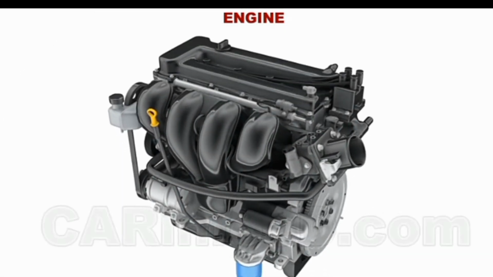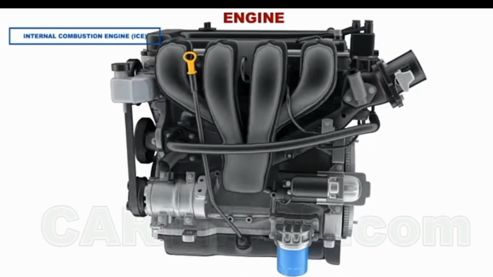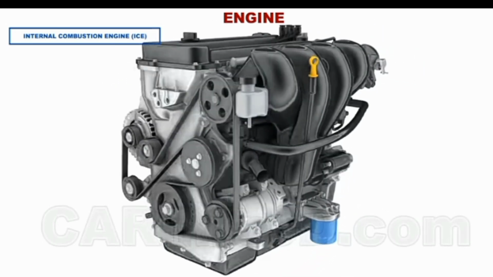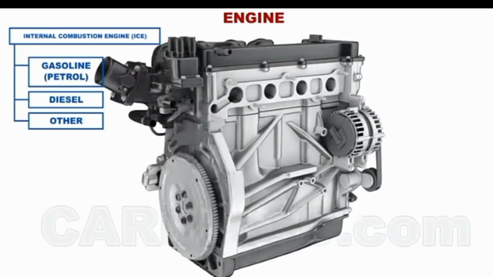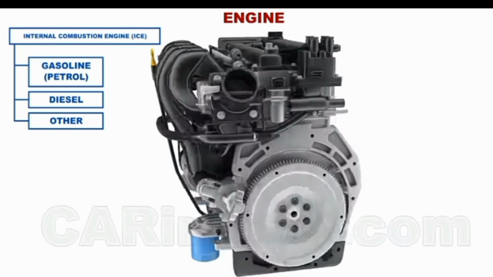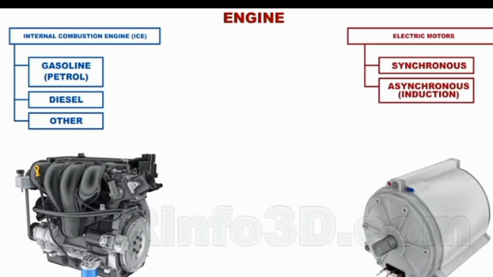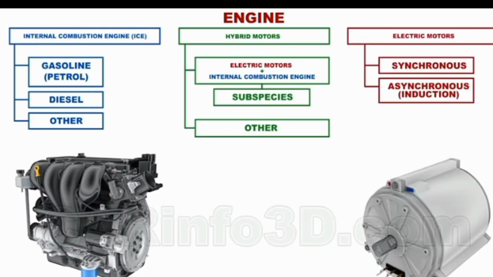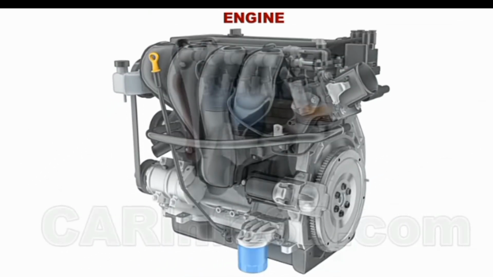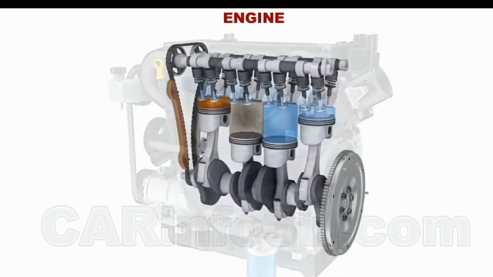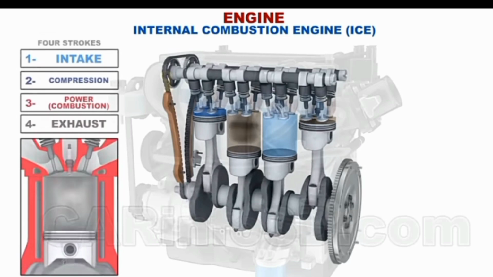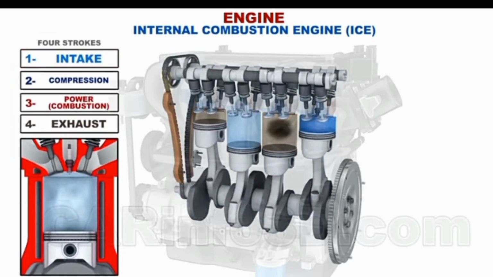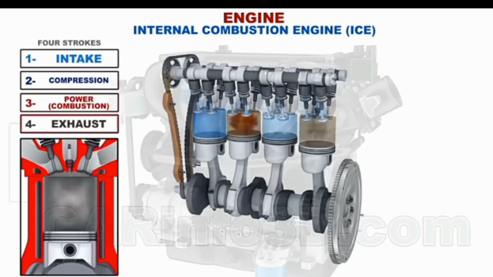The internal combustion engine, ICE, is the most commonly used engine type in automobiles. Such engines rely on the combustion energy of gasoline, diesel fuel, or, in rare cases, another kind of fuel. Electric and hybrid motors are also becoming increasingly popular. You can see a 4-cylinder, 16-valve gasoline internal combustion engine. This engine's operating cycle consists of 4 strokes: intake, compression, power, exhaust.